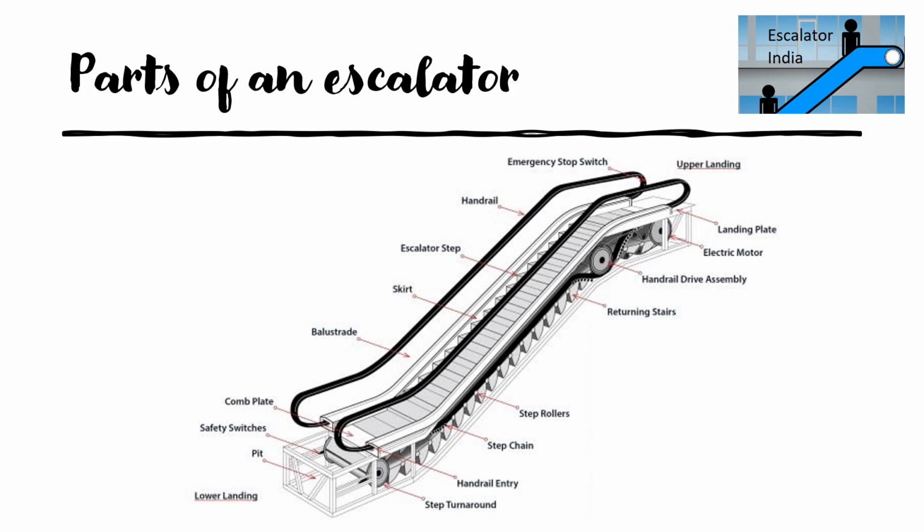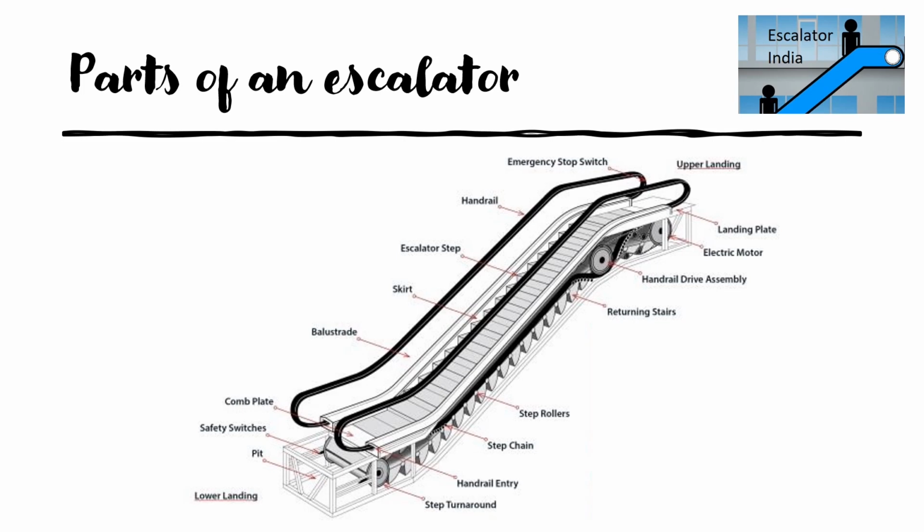Next is the landing place, which will have a comb plate along with the combs. The comb plate is a fixed part, and the combs are the portion fixed to the comb plates. The comb is the intersection of the escalator and the comb plate. There will be a comb-like segment which is intersecting, and it will be present in both the upper and lower landing.